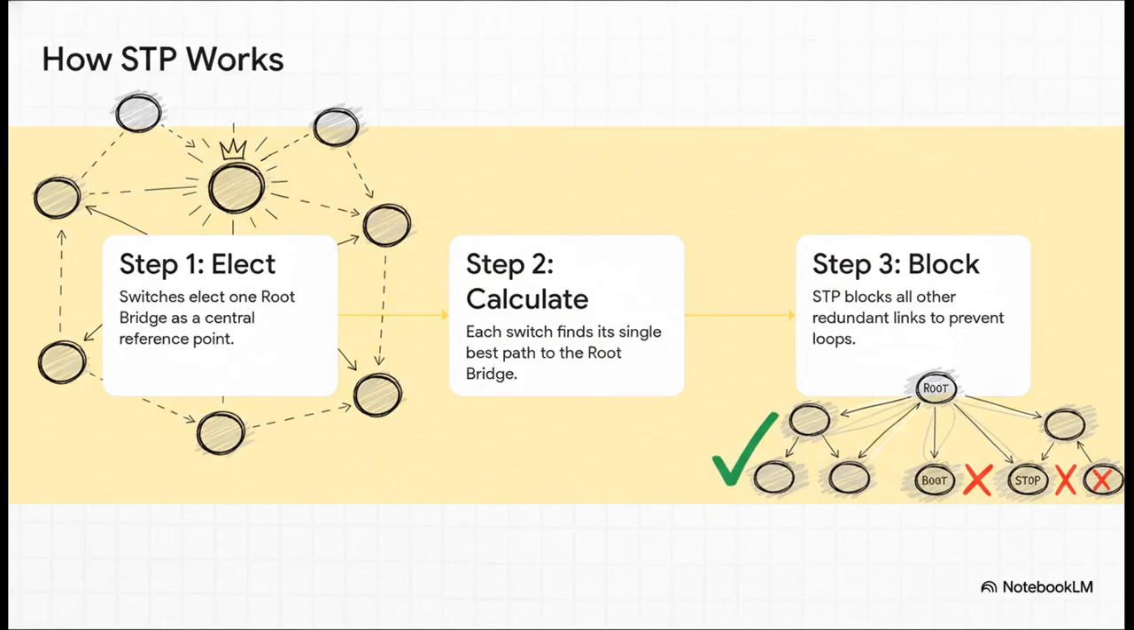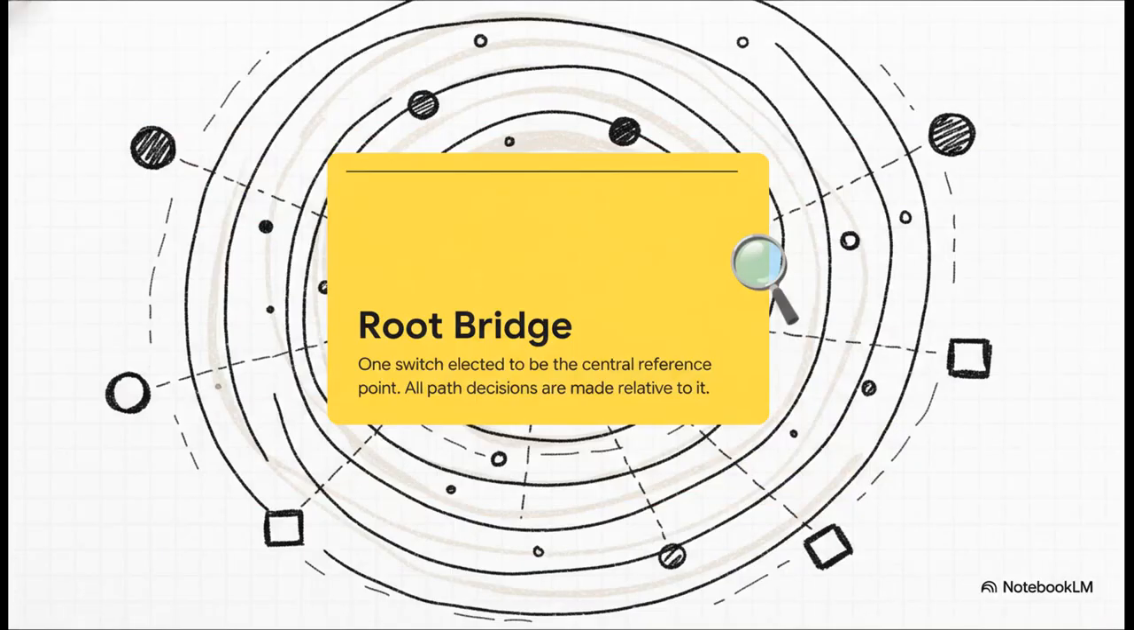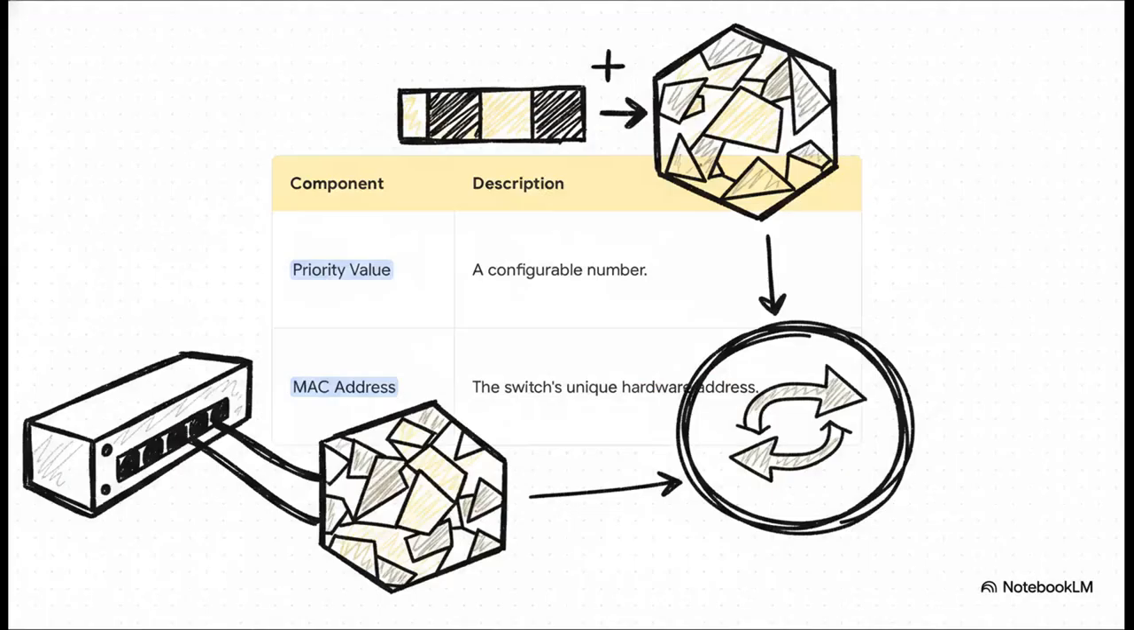Now let's look at each of those pieces. So, step 1, the election. This is all about picking a single point of reference. The root bridge becomes the "you are here" star on the map for the entire network. Every single path calculation, every decision every other switch makes, is based on how do I get to the root bridge?